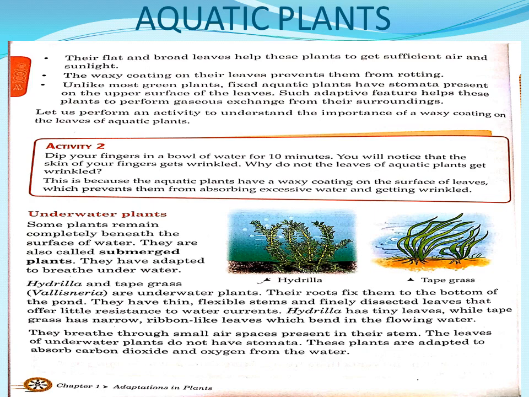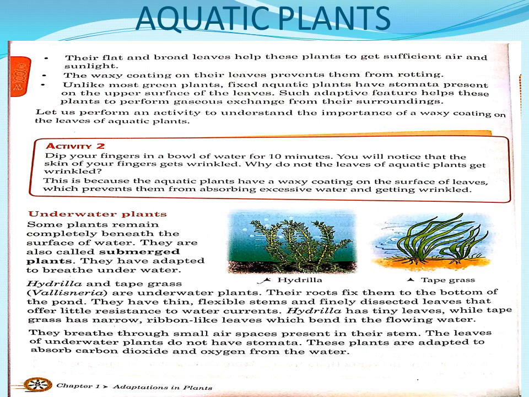Unlike most green plants, fixed aquatic plants have stomata present on the upper surface of the leaves. This is a very important thing. Unlike other green plants, these fixed aquatic plants have the stomata on the upper surface of the leaves, and it helps them to breathe. Right? So that's all about fixed plants.